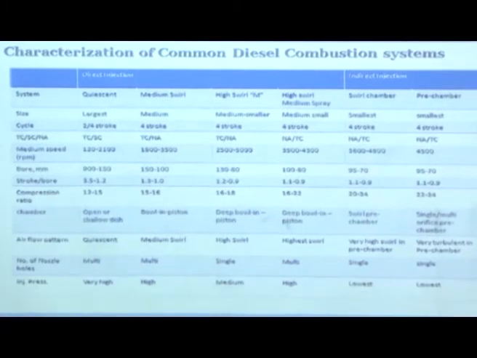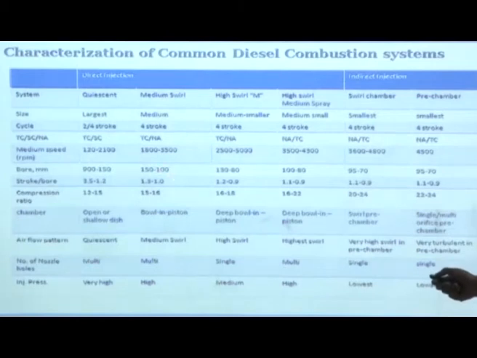Okay. When you say medium swirl, these are medium engines. Okay. And if you look at the size, the largest engine will have a bore of 900 millimeter to 150 millimeter. 900 millimeter means about a meter. Okay. So the largest possible ship engines are quiescent type of combustion chamber. Okay. 100 is 6 inches, so almost this big. Okay. Medium swirl is more like truck engine. Okay. And here the size is 150 to 100 millimeter, which is 6 inches to 4 inches.